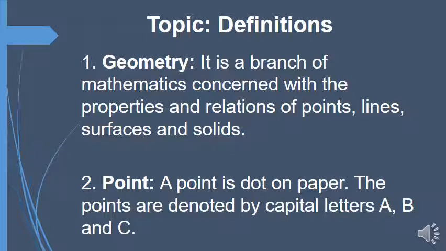And points are denoted by capital letters. What does denoted by capital letters mean? It's just simple, it's not that difficult. It means that it is represented by letters like A, B, and C. If we are putting a point, we will just write A, B, or C, or any alphabet that we think suitable for that point.